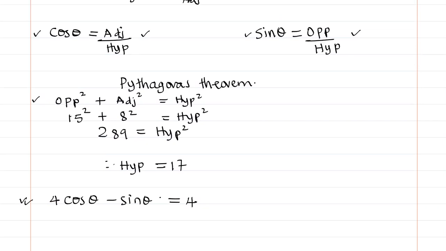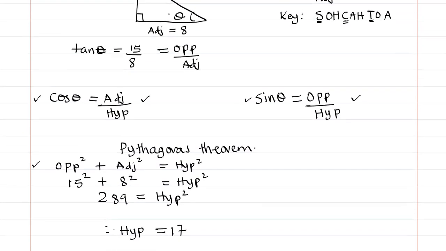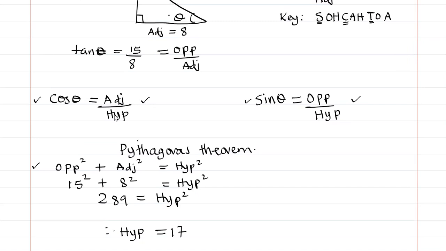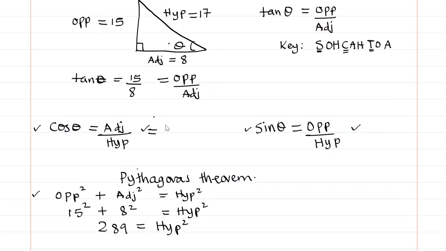What is cos theta? Cos theta, we have said, is adjacent over hypotenuse. What is adjacent? Adjacent is 8. What is hypotenuse? We have found it to be 17. So cosine of theta will be 8 out of 17. How about sine of theta? Sine of theta is opposite over hypotenuse. Opposite is 15, hypotenuse is 17. So this is our sine of theta.